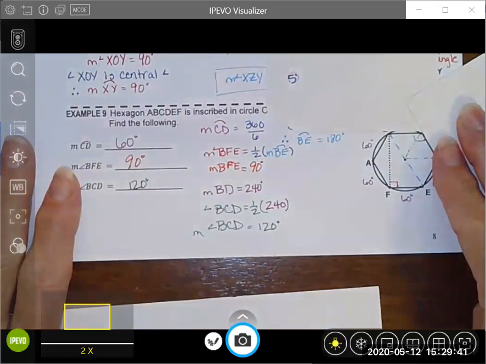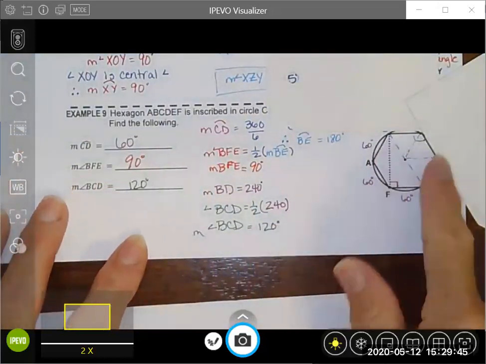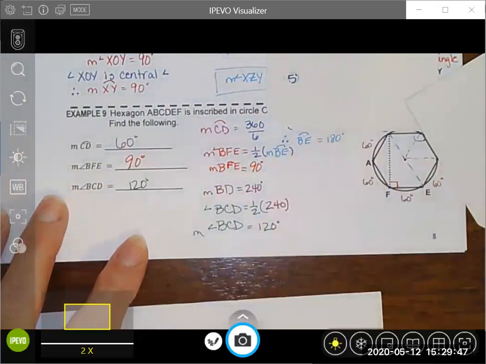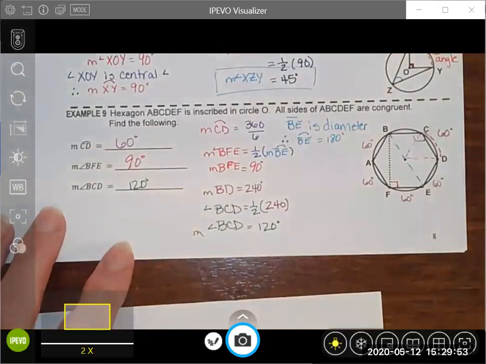You can almost see that from my big old arm being in the way. So that's how we can use the inscribed angle and its relationship to its intercepted arc to solve problems like example 9.